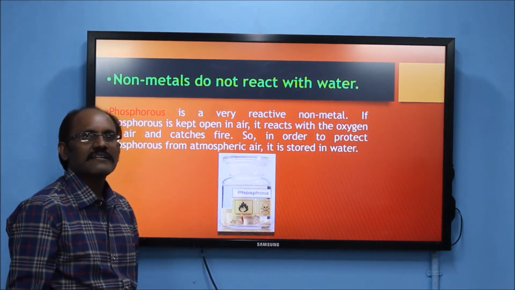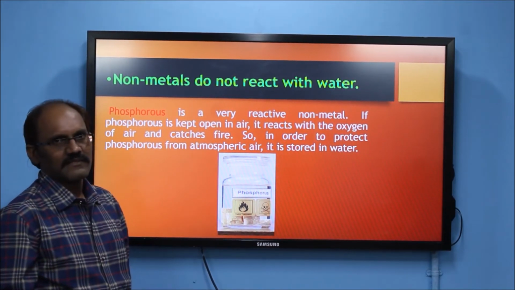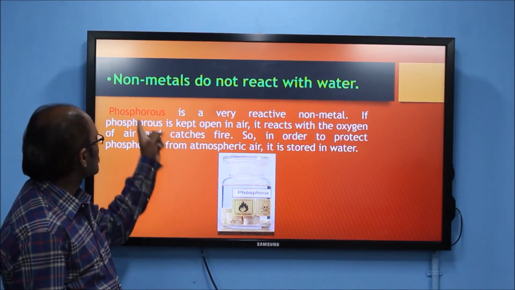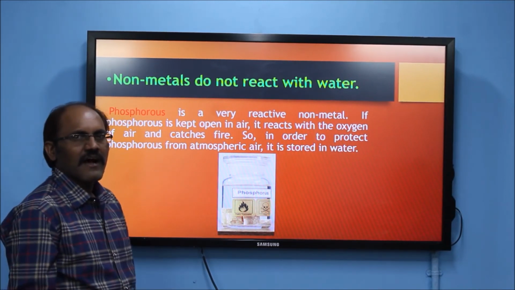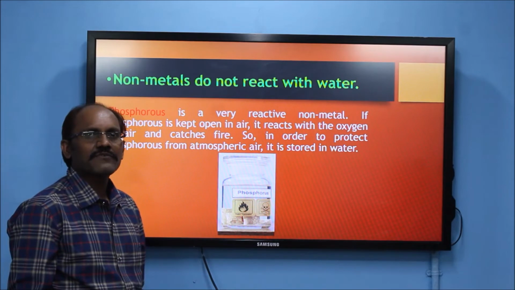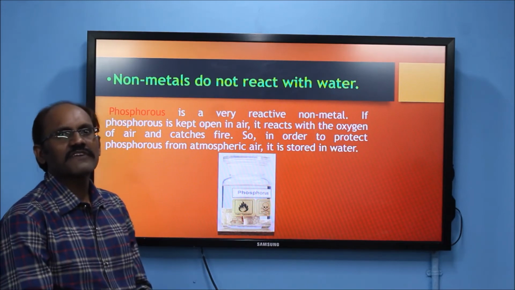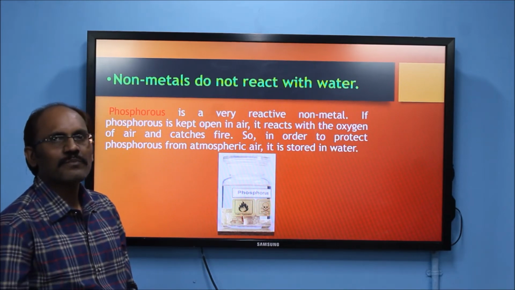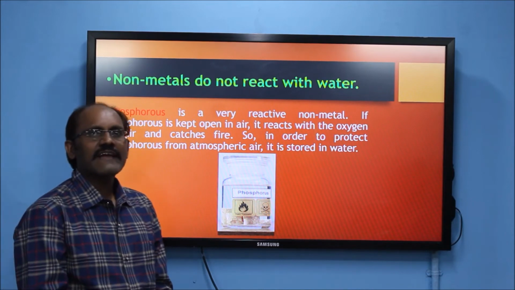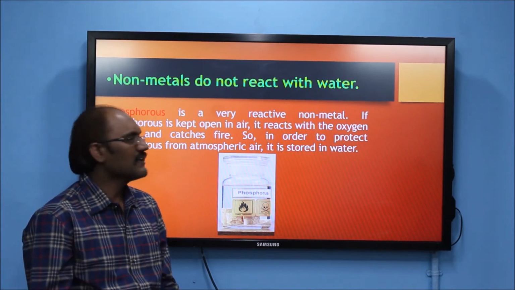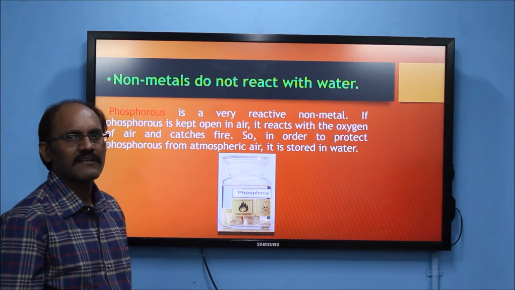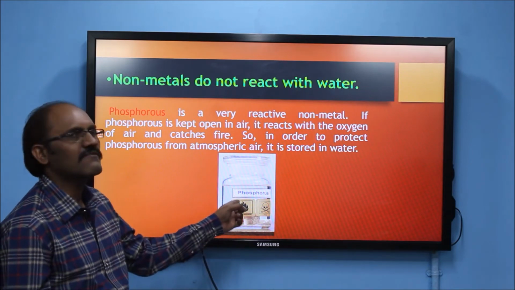Non-metals don't react with water. For example, phosphorus is a non-metal and it is a highly reactive non-metal with atmospheric oxygen. So to prevent its contact with oxygen gas, phosphorus non-metal is stored in water.